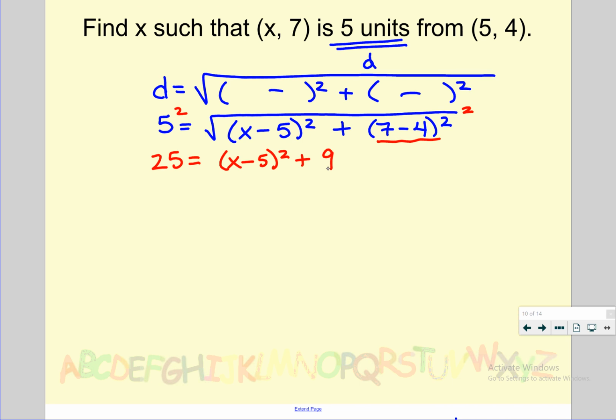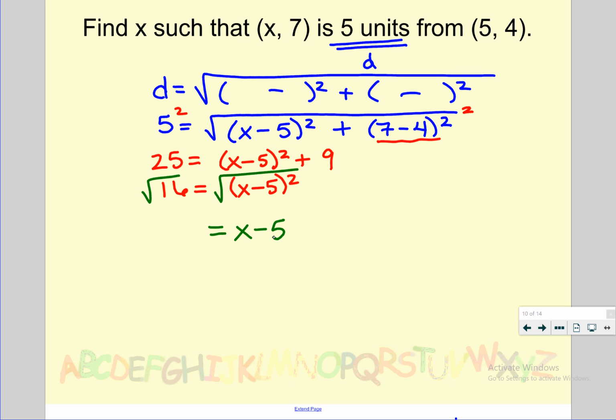How do I get this x alone? Subtract 9. Move the 9 over. So I'm going to have 25 minus 9, 16 equals x minus 5 squared. Now if I want to get the x alone, if I want to get inside that parentheses, I need to get rid of the squared. How do I get rid of the squared? Square root. Both sides. On the right, just gives me x minus 5.